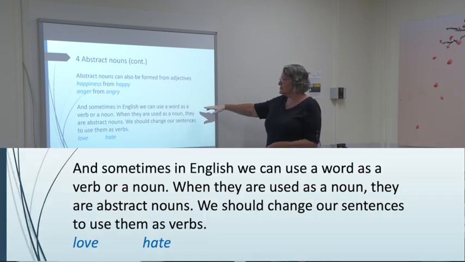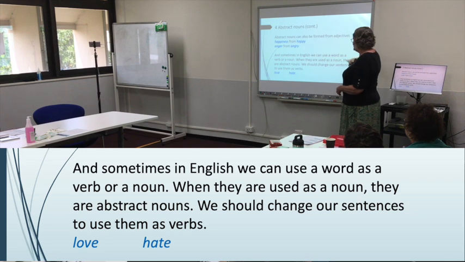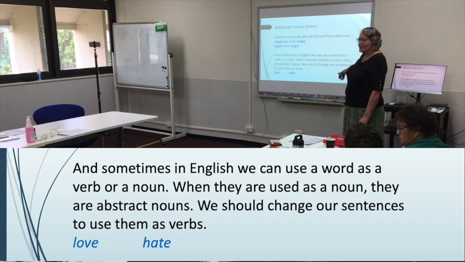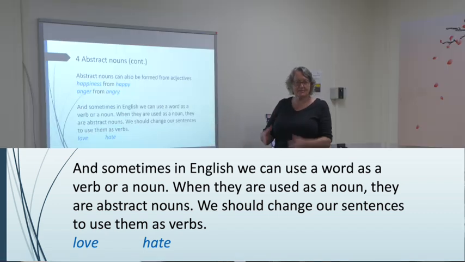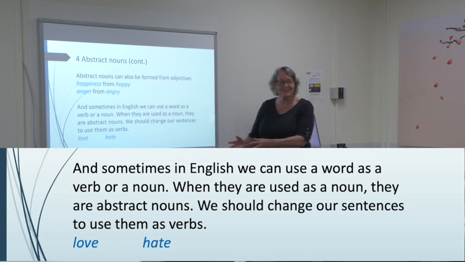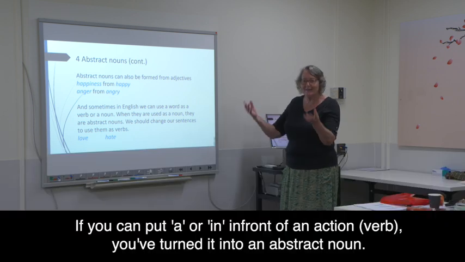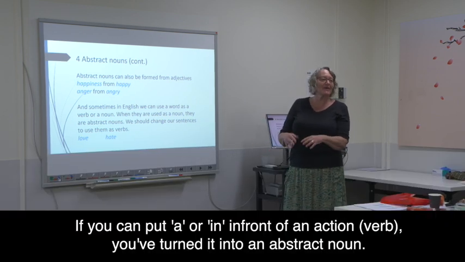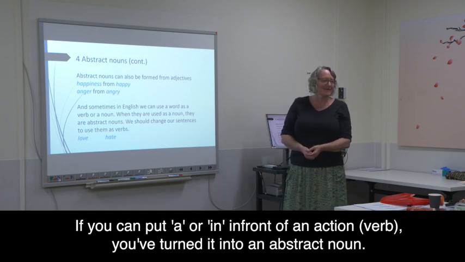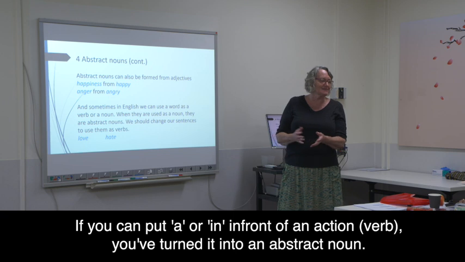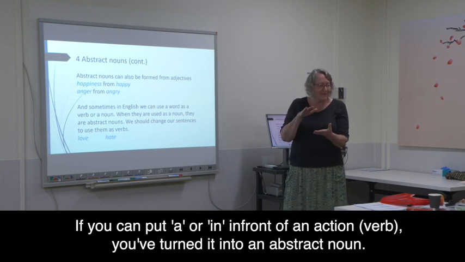And sometimes in English we can use a word as a verb or a noun. And when they're used as a noun, they're an abstract noun. We gave you the example of love before. I love my dog. That's a verb, straightforward action, verb form. But if I say, I have a great love for my dog, I've then taken it away from the action and I've described that action in this abstract noun idea. If you can put a or the in front of it, you've turned it into a noun. And so those things are abstract nouns when there's a verb underneath it all.